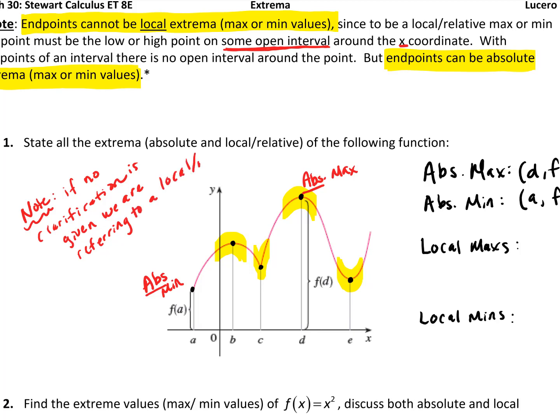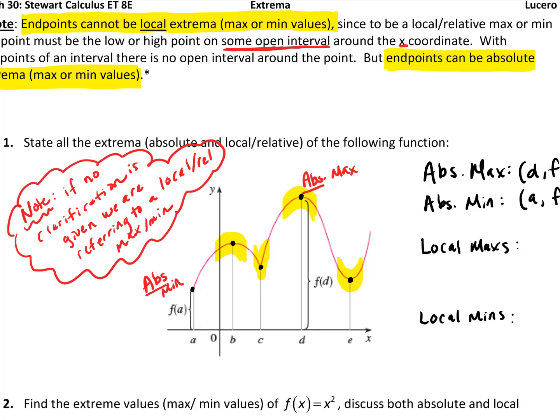A local or relative max or min. Clarification will be given on absolute. So if I just say max right here, then we know that that is a local max. That's a local max, this is a local min, and this is a local min. Rather than writing local on all of those, if I just say max or min, we're referring to the relative or the local maxes and mins.